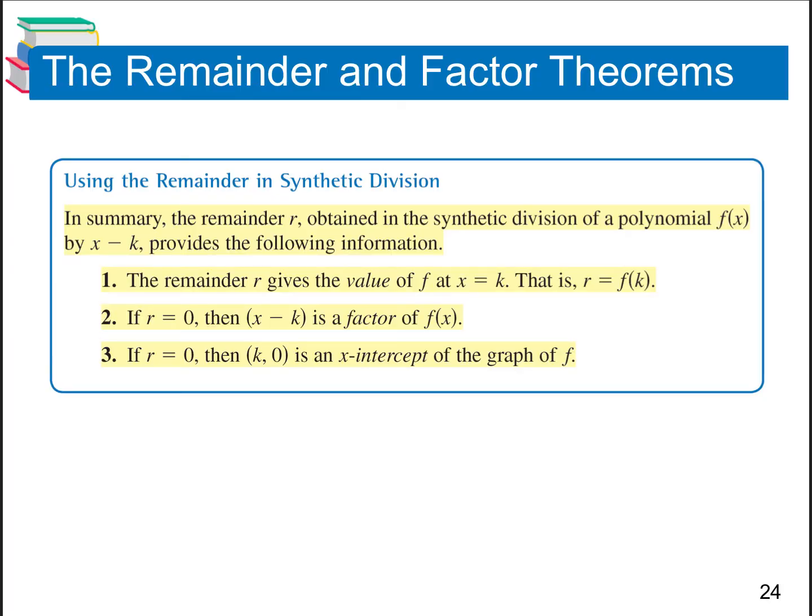This slide's just saying the same thing. If the remainder is 0 at the given value, then you're proving that the binomial is a factor, and it's also an x-intercept of the graph. So that's where the graph would cross the x-axis.